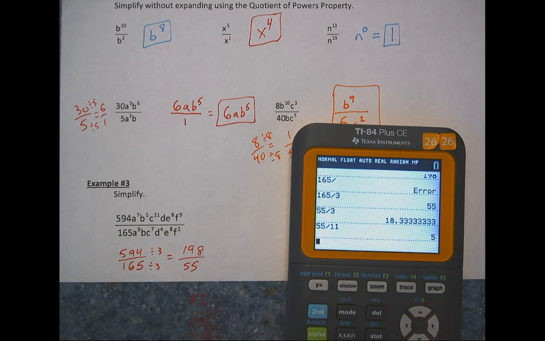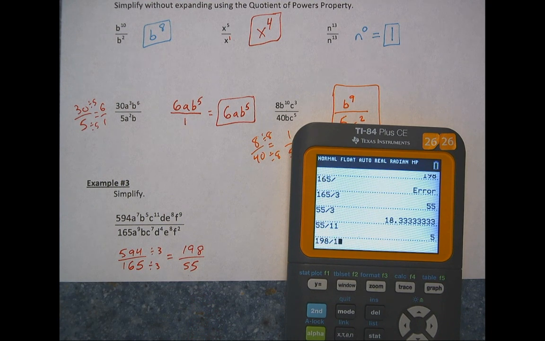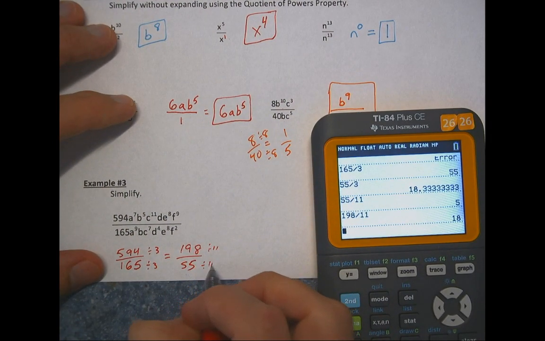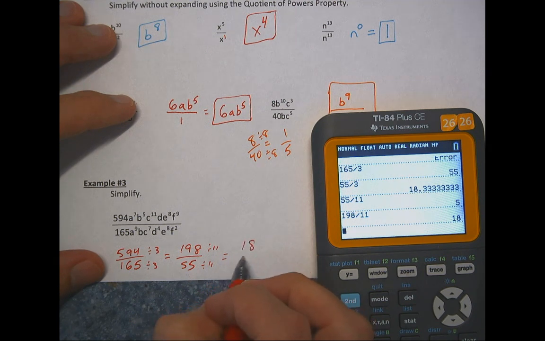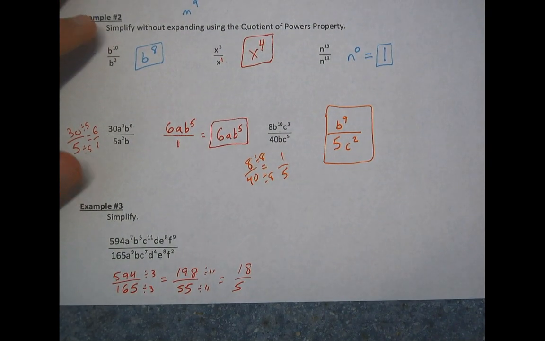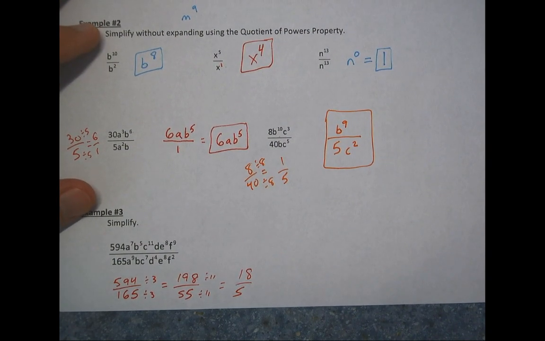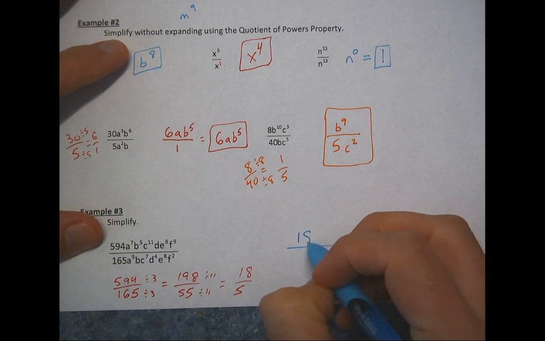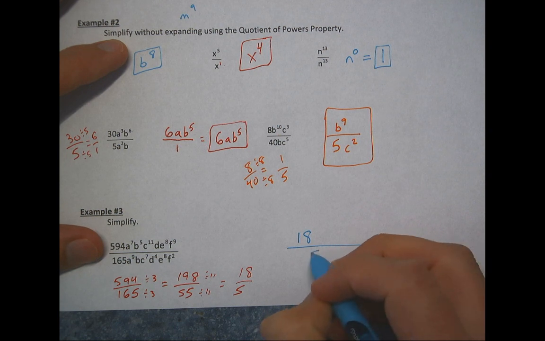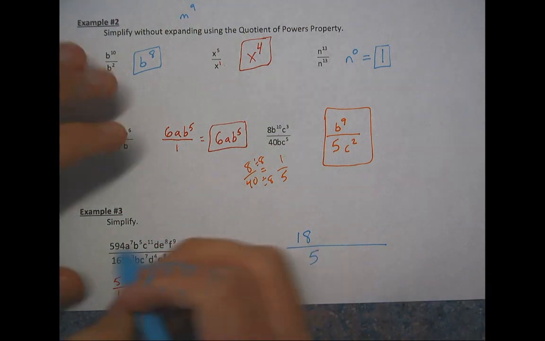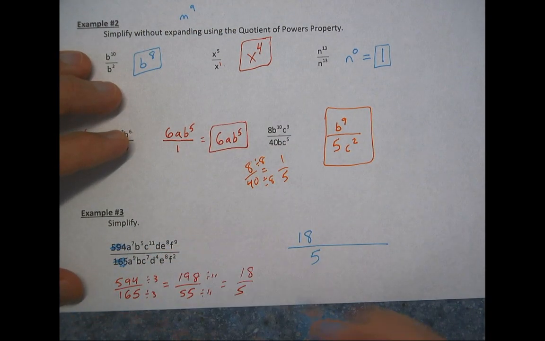Okay, so what we need to do is check and see, is 198 divisible by 11? And it is. Okay, so we're going to divide these by 11. And we're going to get 18 over 5. Now that it's small enough, we should know that 18 and 5 can't be simplified anymore. So when we write our final answer here for this big problem, we're going to have a coefficient of 18, and we're going to have a coefficient of 5 in our problem. All right, so those are taken care of.